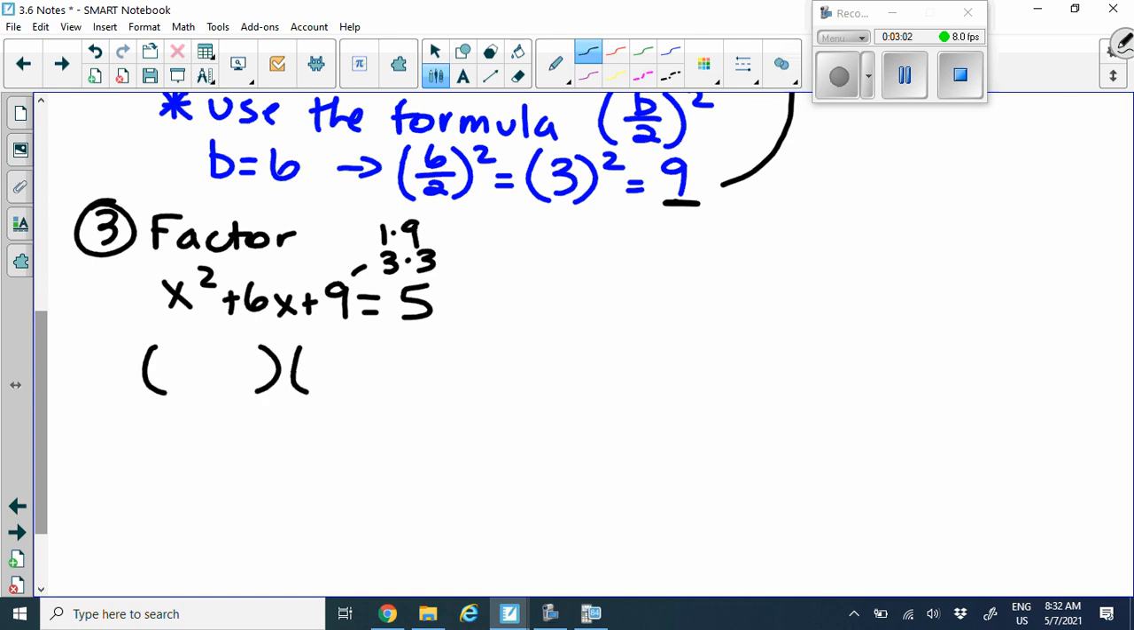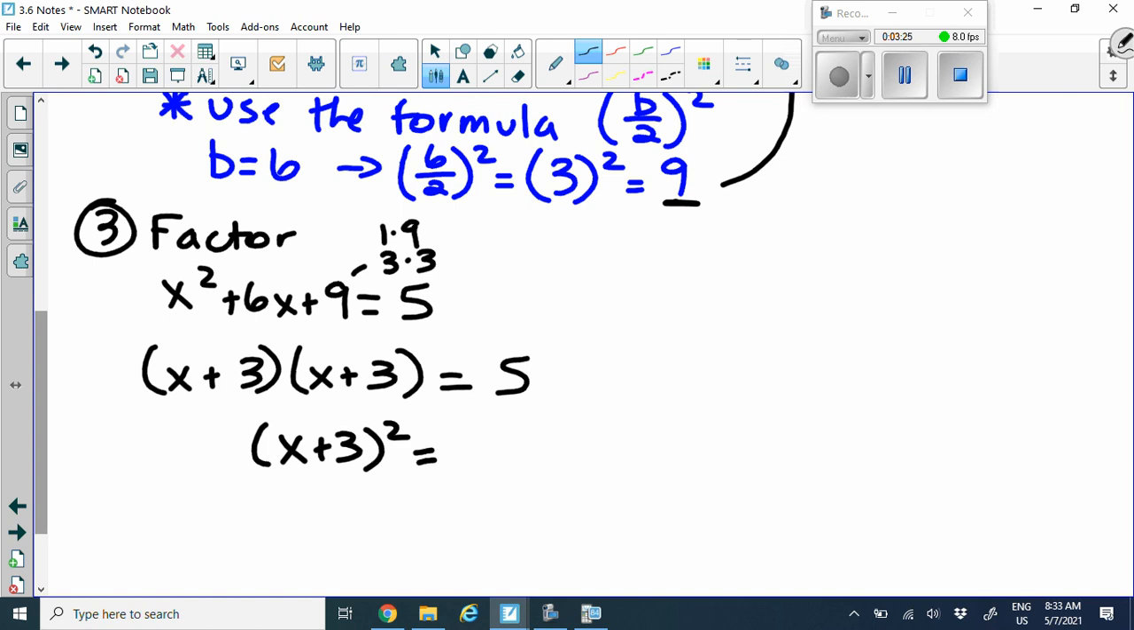So remember, I create 2 sets of parentheses. I do x and x because my a value is 1. That's nice and easy. 3 and 3. Now, in order to add up to a positive 6, both have to be pluses. Now notice, once again, my factors are exactly the same. So I did this correctly. Your factors should always be the same. Now, I'm going to rewrite this as x plus 3 squared. Okay? So this is just indicating that I have 2 of the same factors.